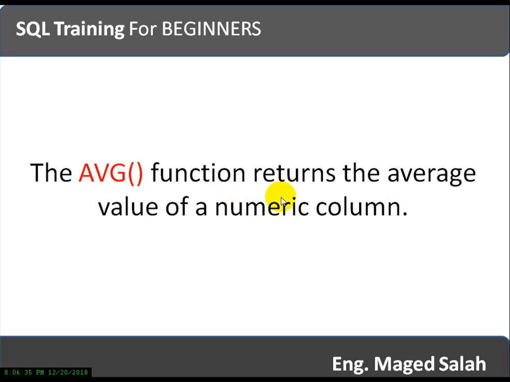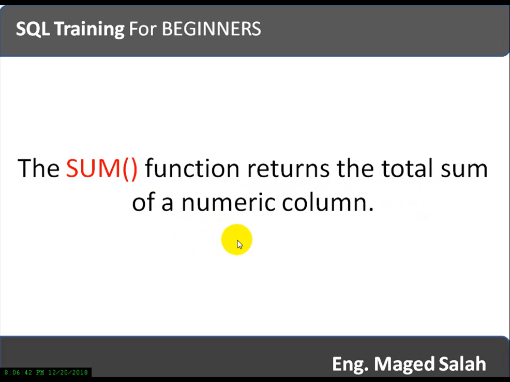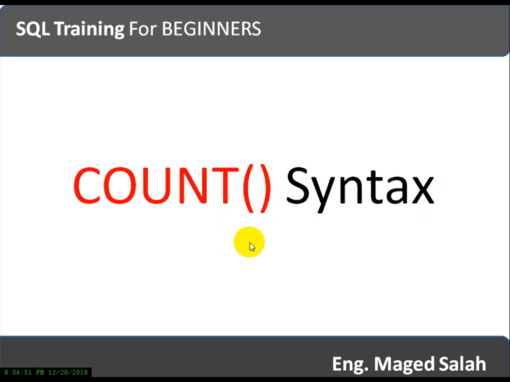The average function returns the average value of a numeric column. The sum or summation function returns the total sum of the numeric column.